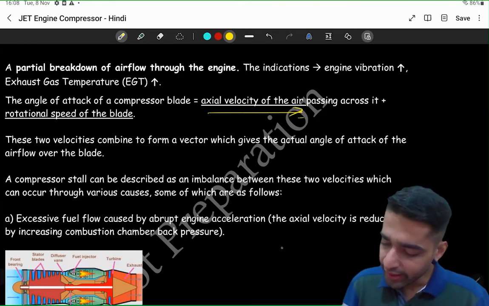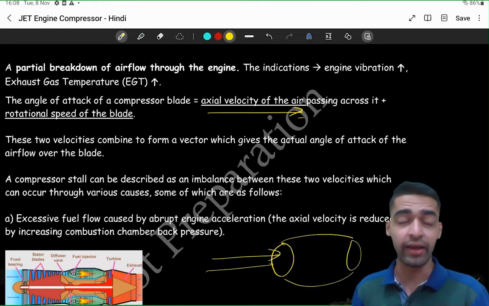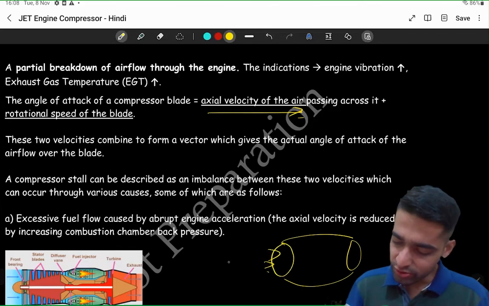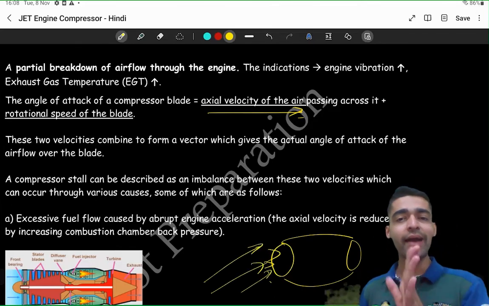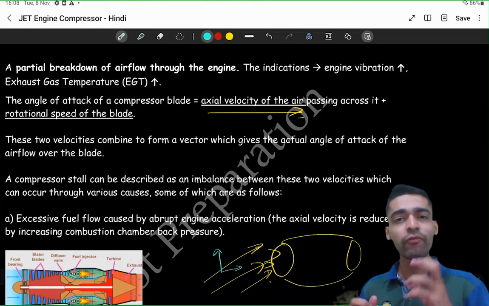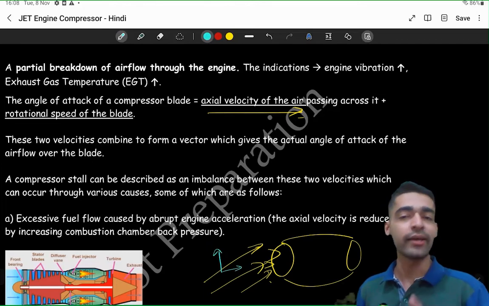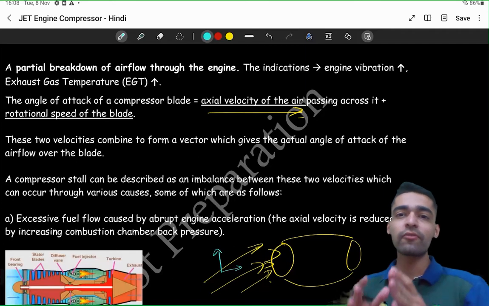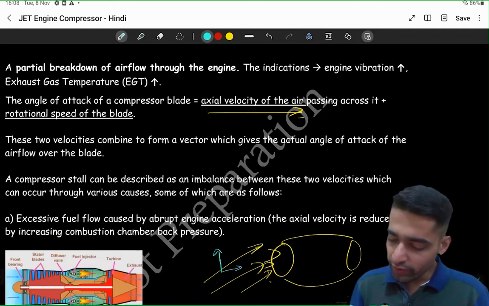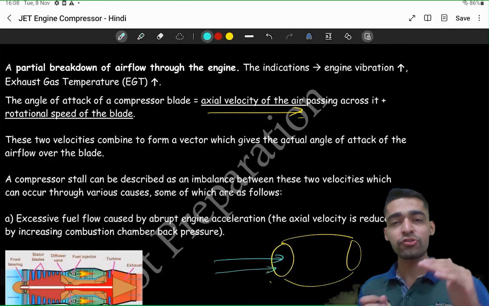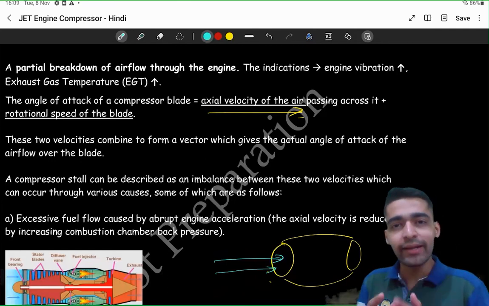That means the air inlet, the air which is coming inside the engine, should be coming at a high axial velocity. That means the air should not be entering like this, or like this, or like this. If it is entering at an angle, then you know by the vector that it will create a horizontal component and a vertical component. So we will not get a good velocity vector for the air inlet. And if the velocity vector at the air inlet is low, then the compressor will stall sooner or later. So what we want is high axial velocity. That means the velocity vector should be axially oriented, or it should tend to be axially oriented.